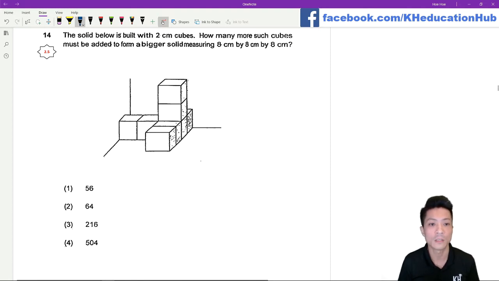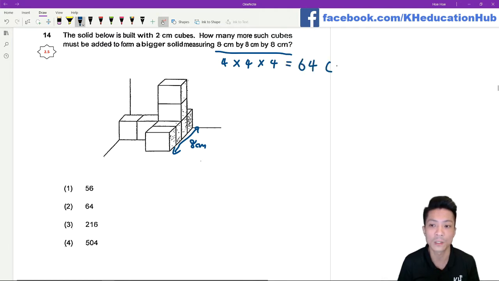Question 14. The solid below is built with 2 cm cubes. How many more of such cubes must be added to form a bigger solid measuring 8 cm by 8 cm by 8 cm? Okay, we can see in the figure below, this is 8 cm. If I want to form a solid that is measuring 8 by 8 by 8, I need 4 times 4 times 4 cubes, which is going to give me 64 cubes. This is the cubes needed.